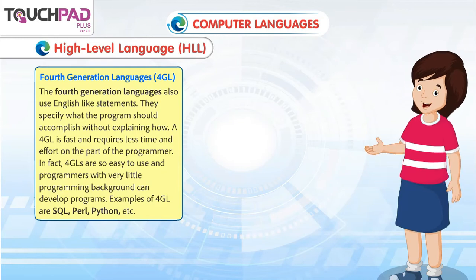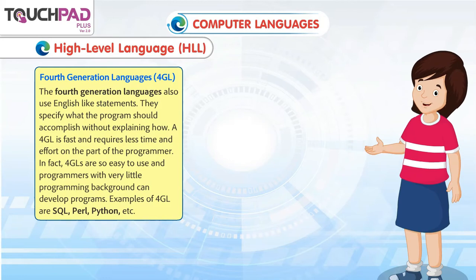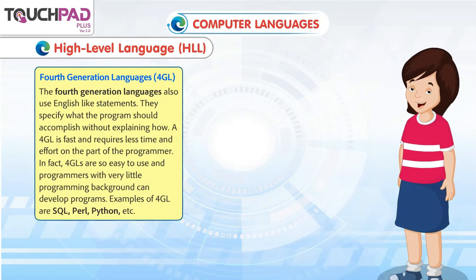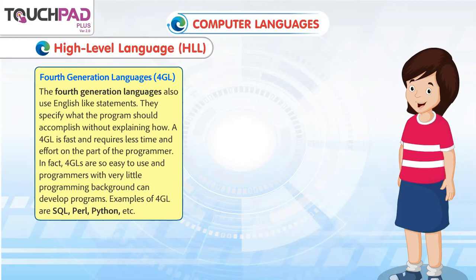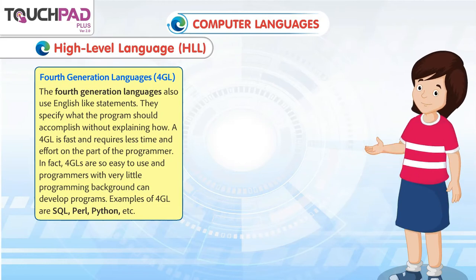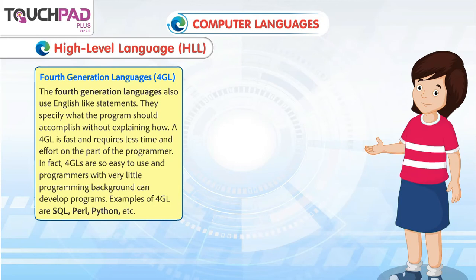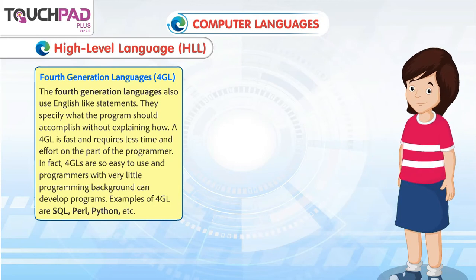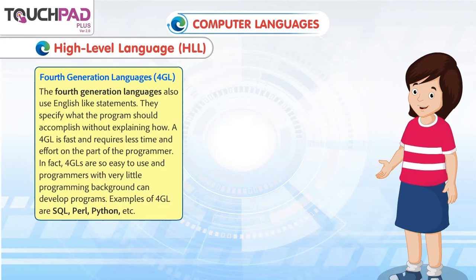Fourth-generation languages 4GL. The fourth-generation languages also use English-like statements. They specify what the program should accomplish without explaining how. A 4GL is fast and requires less time and effort on the part of the programmer. In fact, 4GLs are so easy to use that programmers with very little programming background can develop programs. Examples of 4GL are SQL, Perl, Python, etc.